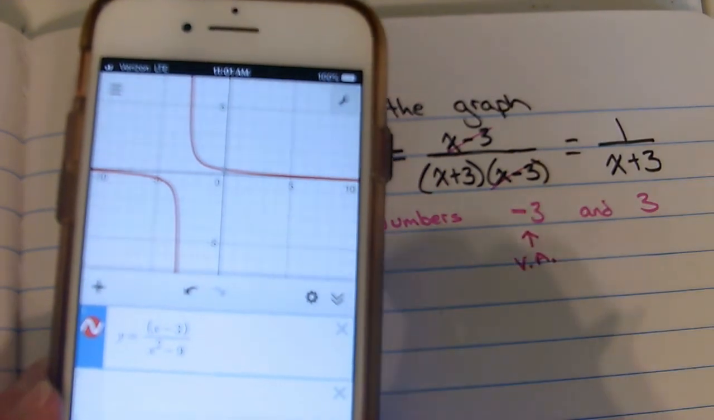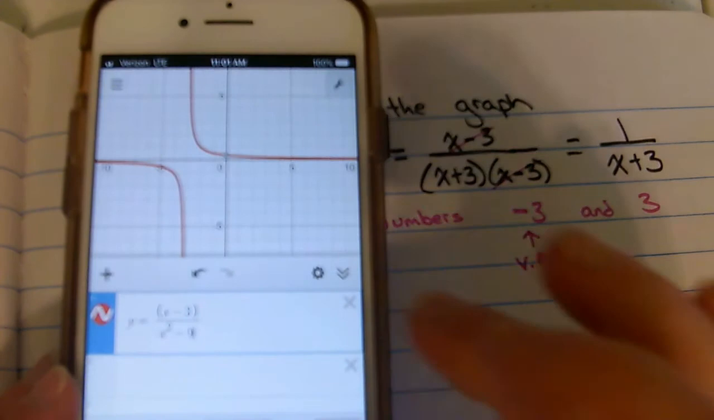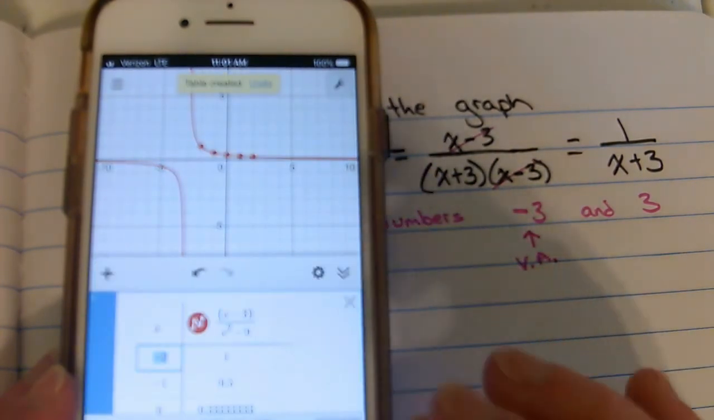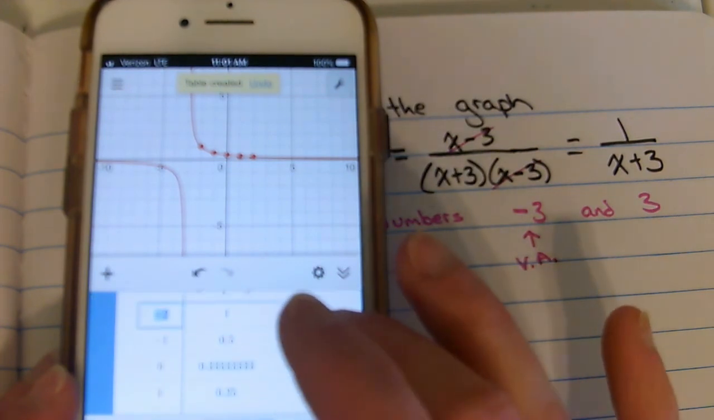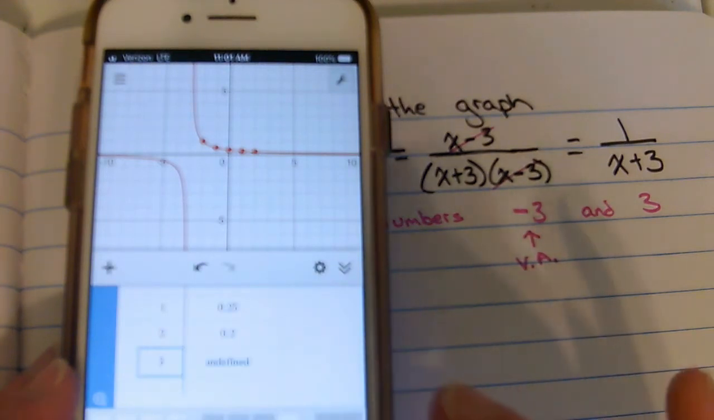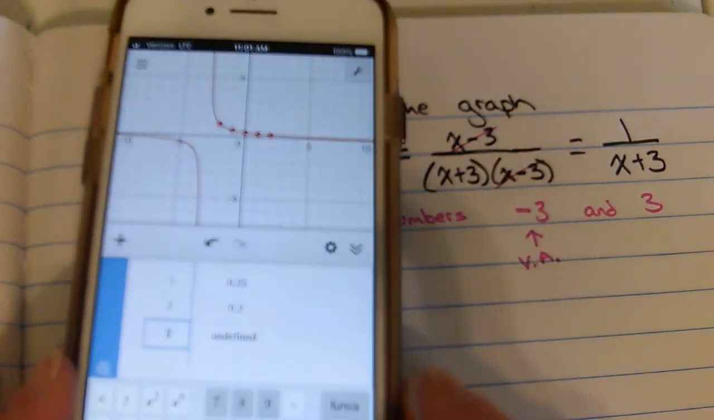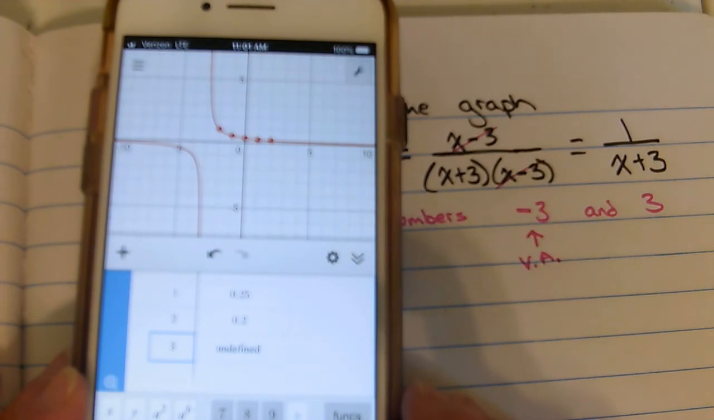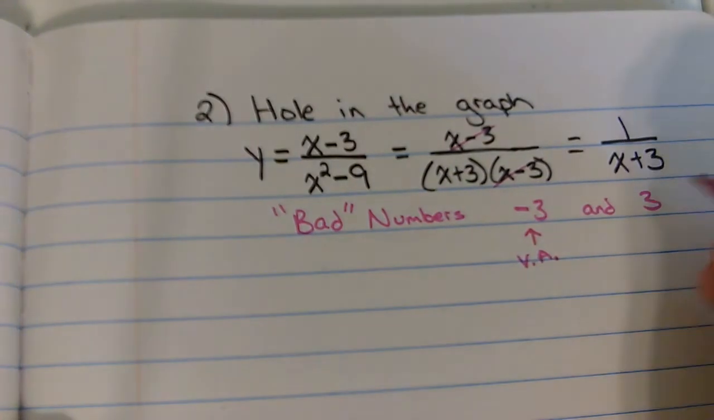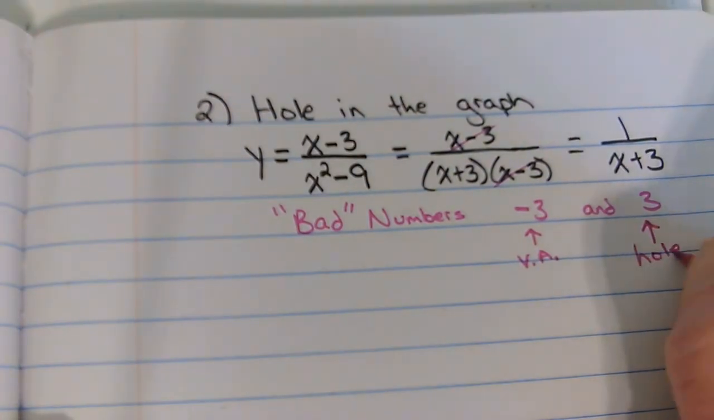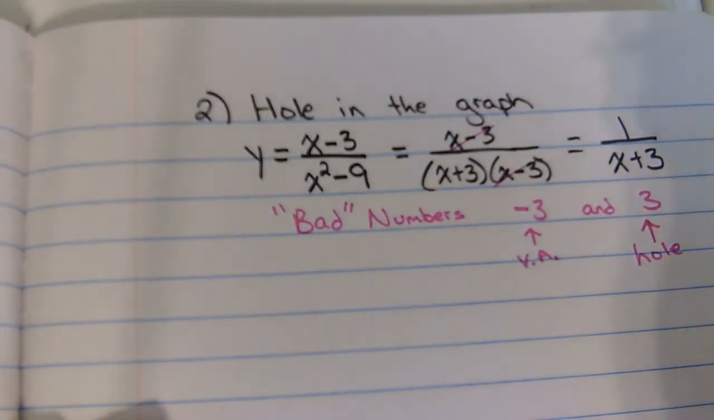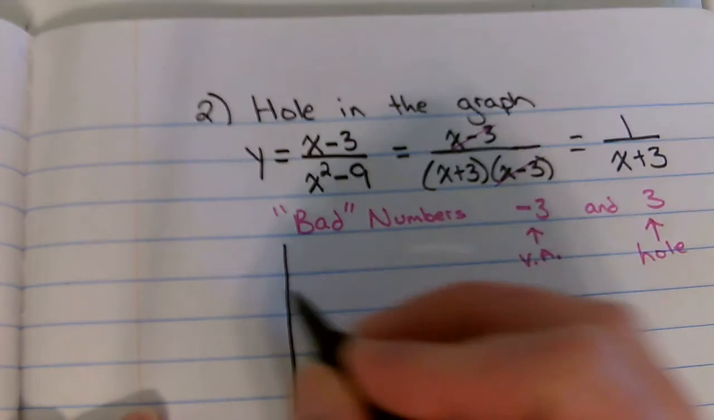But what's happening at 3? So I'm going to make a table of that function, and let's look at this. At -2, let's see. What's happening when x is 3? It says undefined. And what's really happening on the graph, but we can't see it, is we get a hole in the graph. This is a hole. It's like it can't be 0 over 0. That's just too much for it to handle. And so we get a hole in the graph.